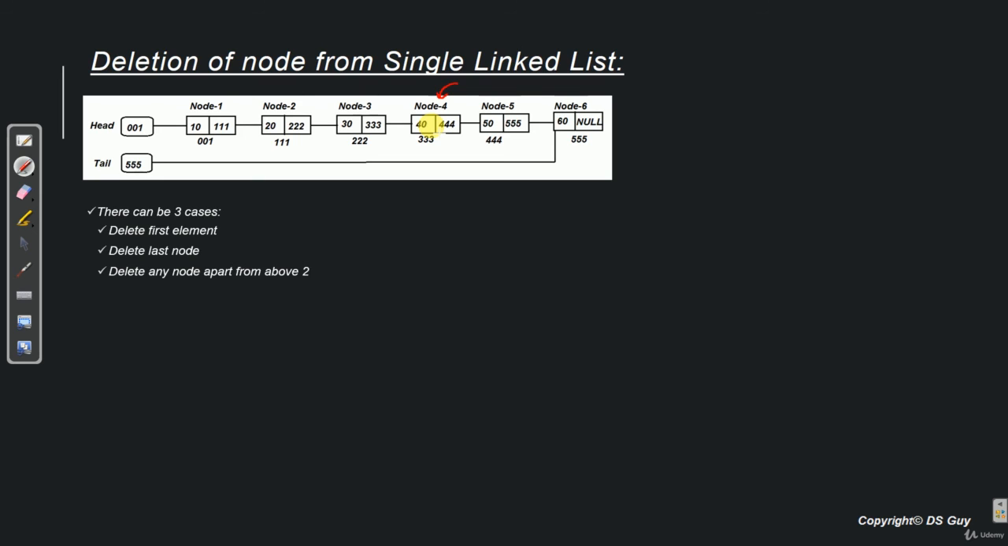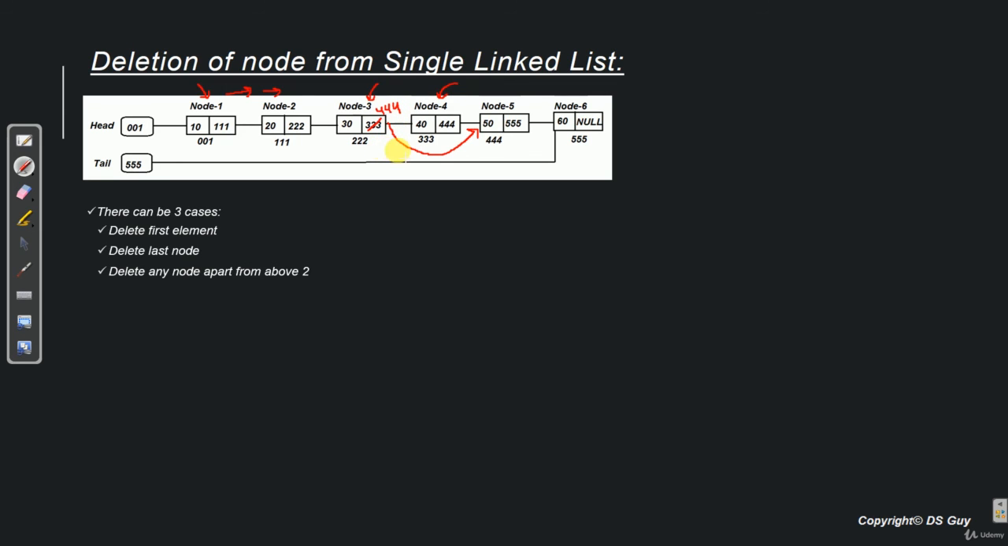The idea is very simple. We have to run a loop from the first node and keep traversing towards the right until we reach the node which is immediately before the node that we want to delete. Right now we want to delete node 4. So we'll stop our loop at the previous node, that is node 3. Now all that we have to do is update the reference of node 3 to now point to node 5. So we'll say it is 444.